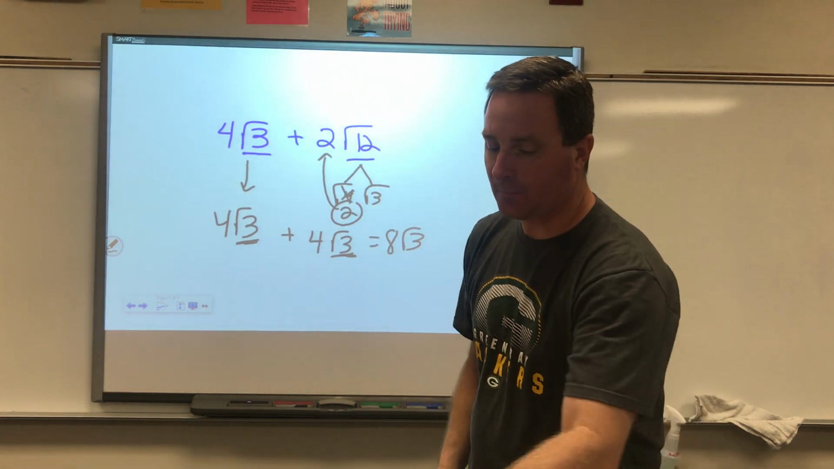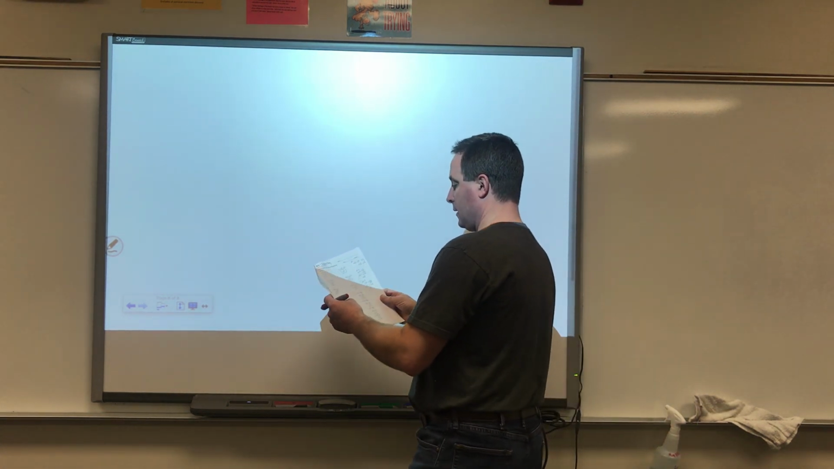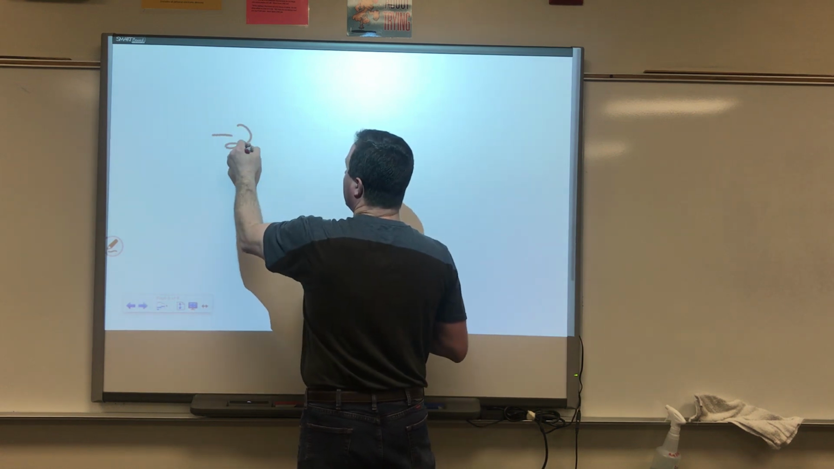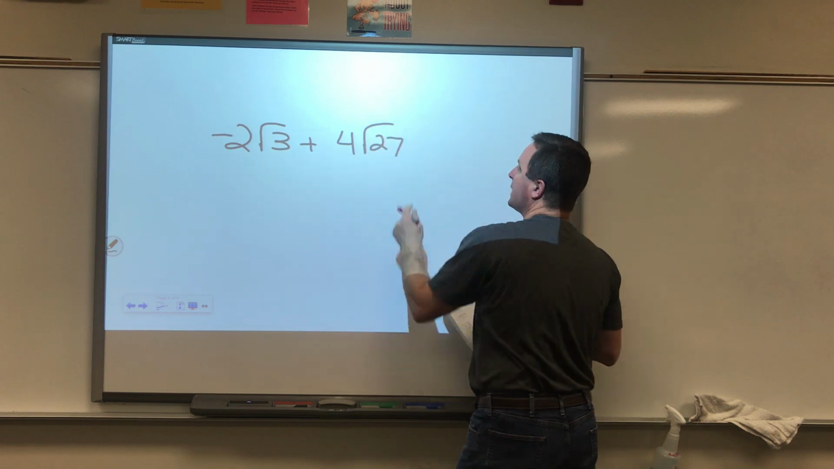Okay? All right, we're going to practice just a couple others here real quick. How about this one? Negative 2 square roots of 3 plus 4 square roots of 27.